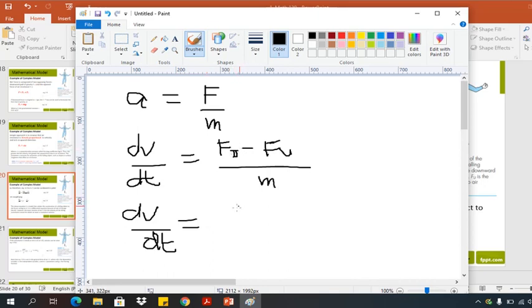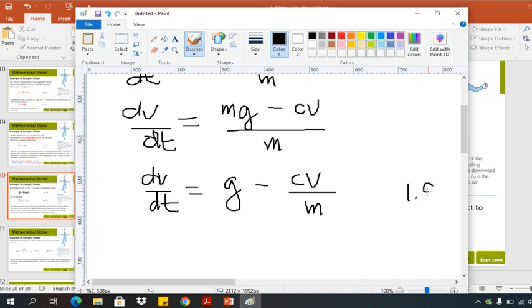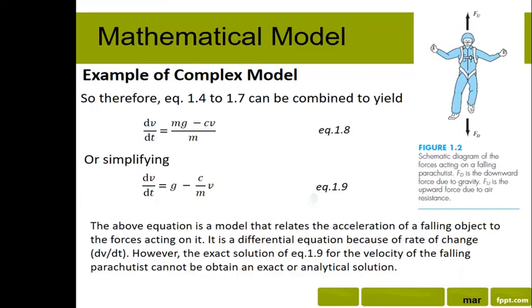We have the downward force, that is mass times its acceleration, and then the upward force, the drag coefficient times its velocity, divided by m. Simplifying dv over dt, the m cancels, so that will become the gravitational acceleration minus the drag coefficient times velocity over its mass. So that would be equation 1.9.